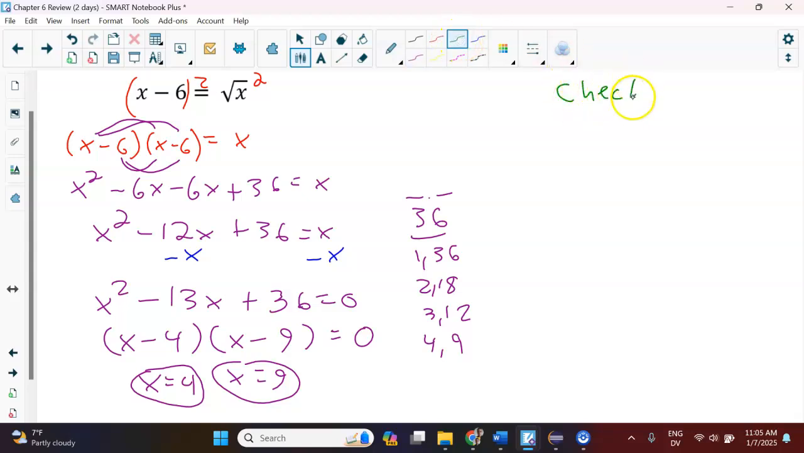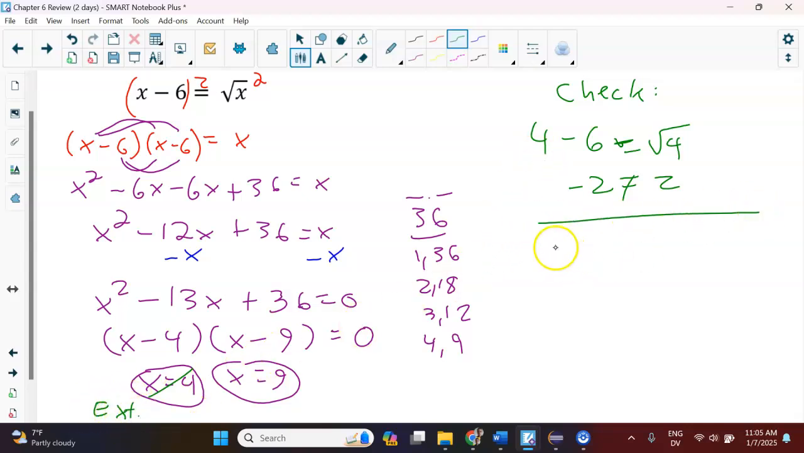Make sure, and we got to check both of them because they both could be extraneous potentially. So if we test them one at a time, if we do 4, we'd have 4 minus 6. Does that equal the square root of 4? And so we get negative 2 does not equal 2. So this one's no good. So we're going to call that one extraneous, draw a line through it.